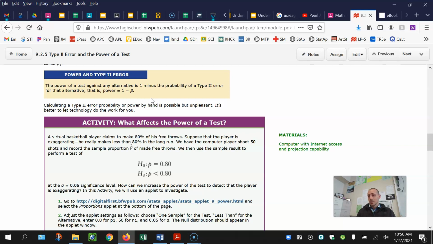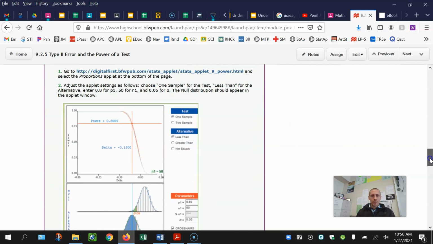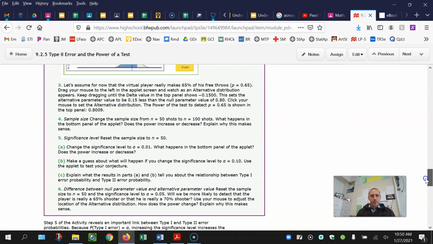You're not going to have to calculate beta. They could tell you that probability and ask you to find the probability of the power, just 1 minus, but very unlikely. What affects the power of the test? A lot of things.